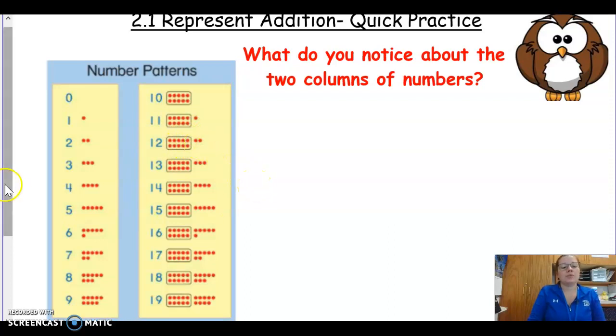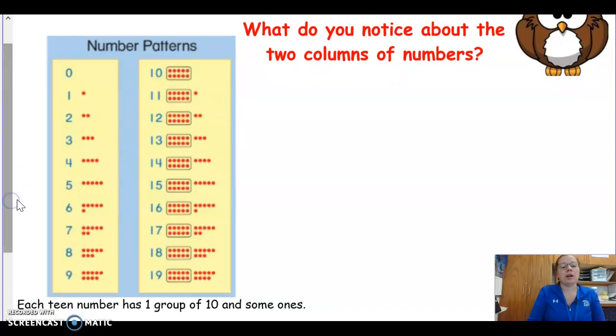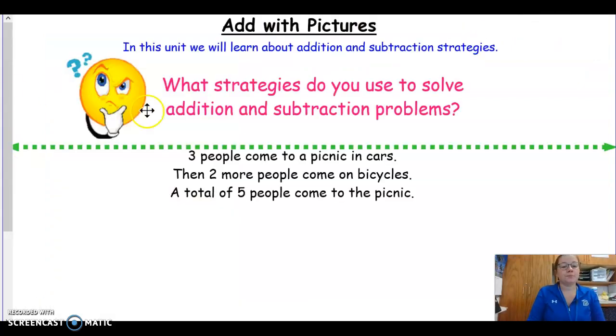So each teen number has one group of 10 and extra ones, and that will help us as we move forward throughout our unit and all the math we learn this year. So in this unit, we will learn about addition and subtraction strategies. Today we're focusing on adding with pictures. So what strategies do you use to solve addition and subtraction problems?